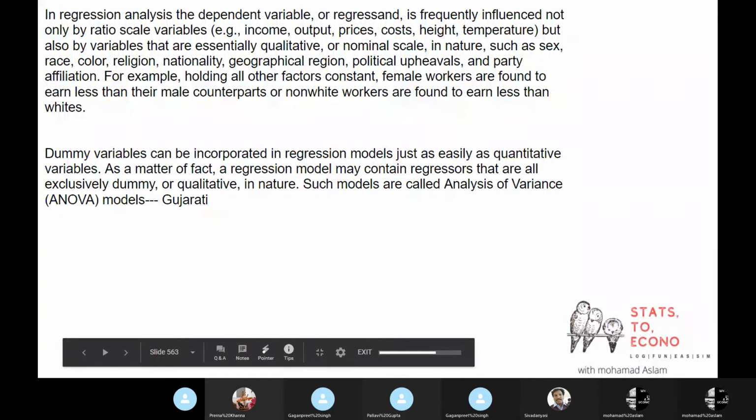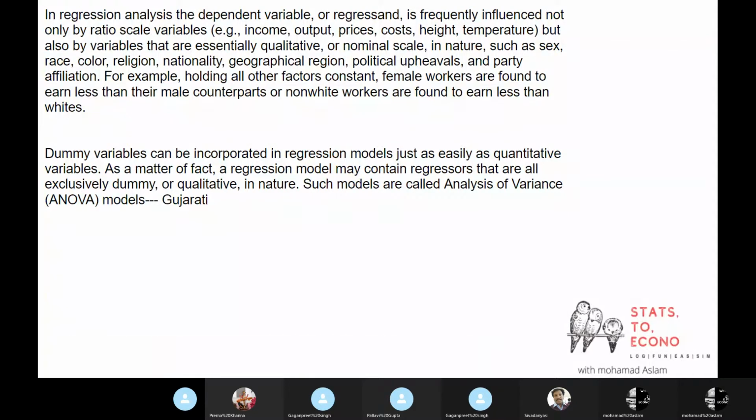There are many variables which are nominal scale, like gender, race, color, religion, nationality, geographical region, political party affiliation. For example, you want to know the impact of gender on whom they are going to vote for, or the social group. Today, I'm just going to take a case of independent variables. The dependent variable as a nominal scale, that we will take in part 4.